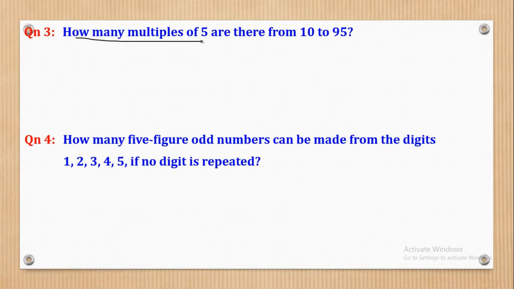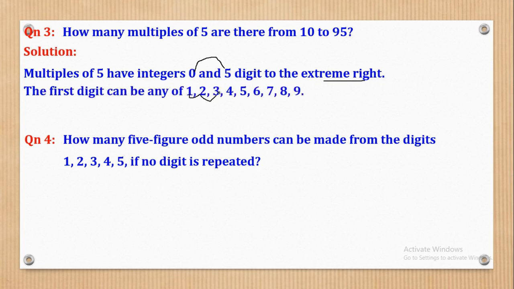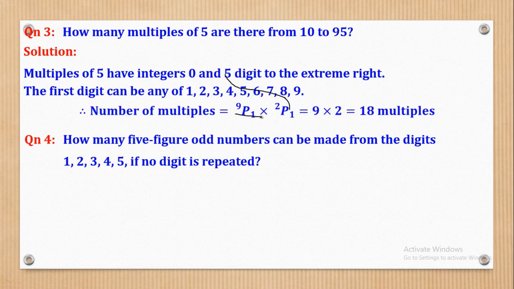Then question 3, how many multiples of 5 are there from 10 to 95? So multiples of 5 have integers 0 and 5 as the digit at the extreme right. And also the first digit can be either 1, 2, 3, 4, 5, 6, 7, 8, 9, because we are moving from 10 to 95. So out of 9, you need 1 to take the first digit. And for the second digit, there are 2 ways, so out of 2, you need 1. Therefore, it will be 9 permutation 1 times 2 permutation 1. So this is the first digit, second digit. Now this one gives you 9 and this one gives you 2 to come up with 18 multiples.